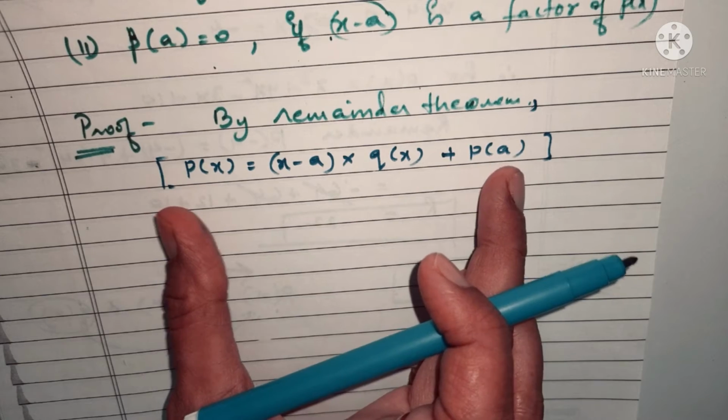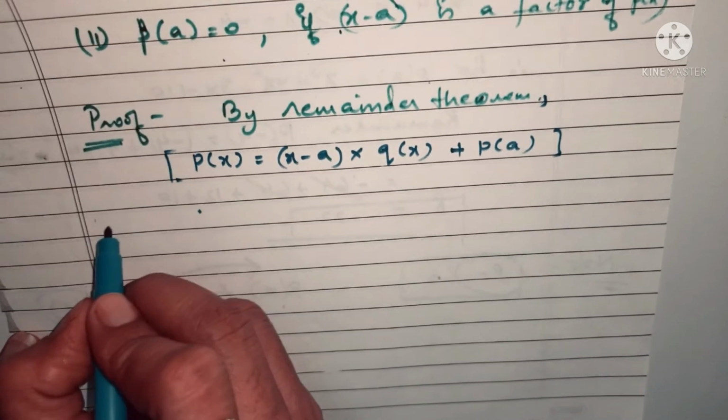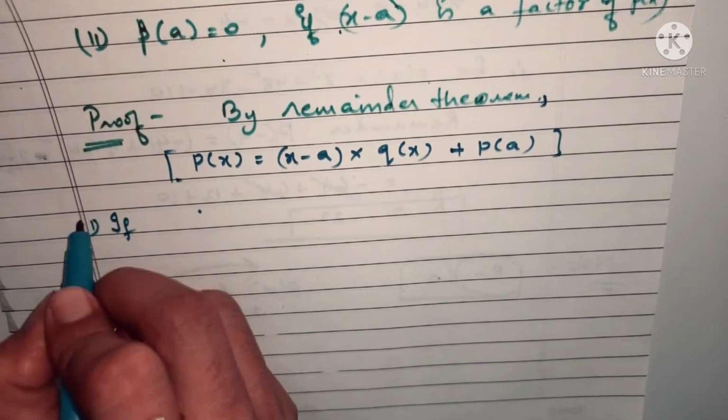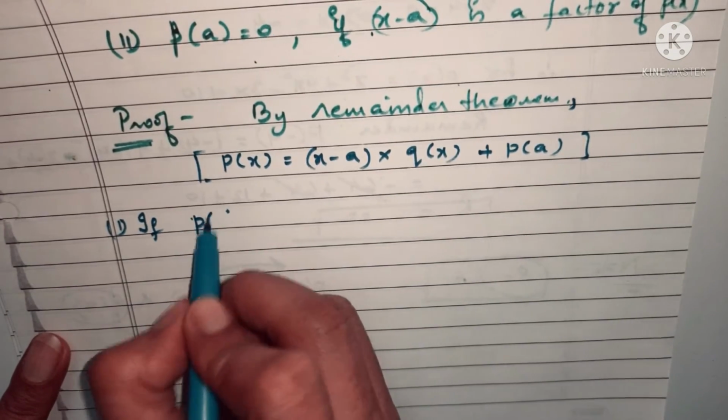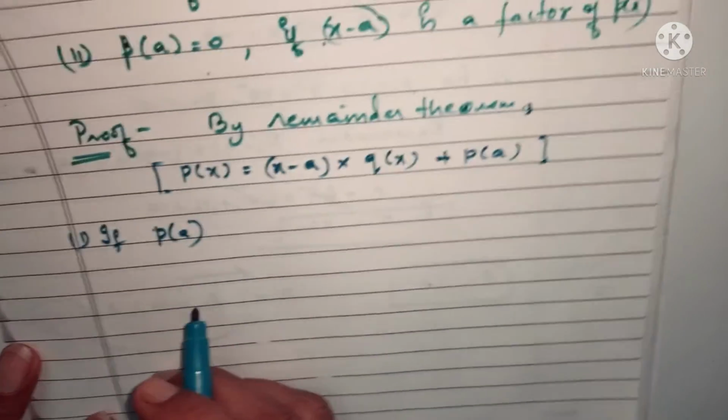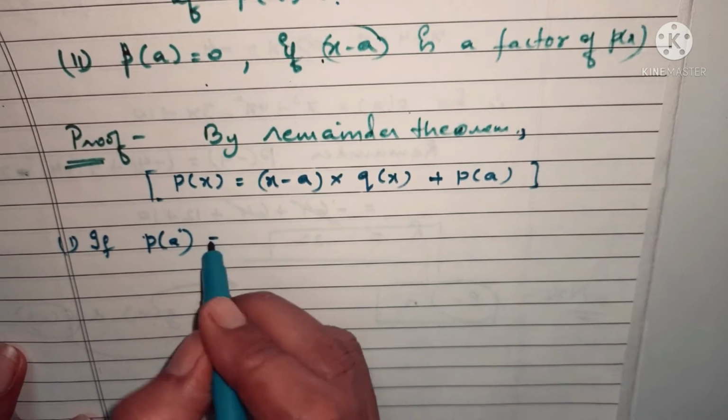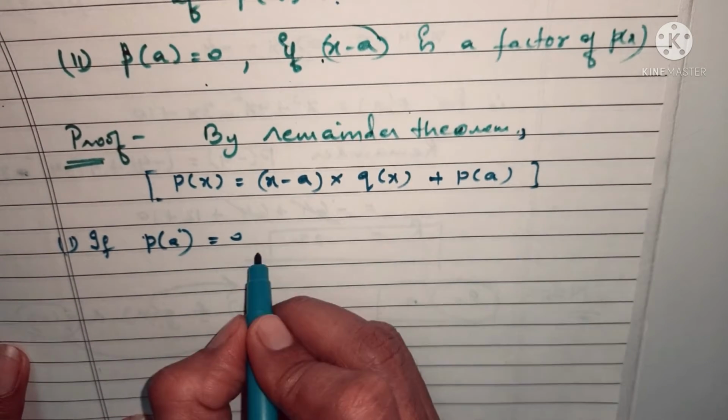If this is the remainder theorem, then let's see the first part. If p(a) is equal to 0, then what will happen?